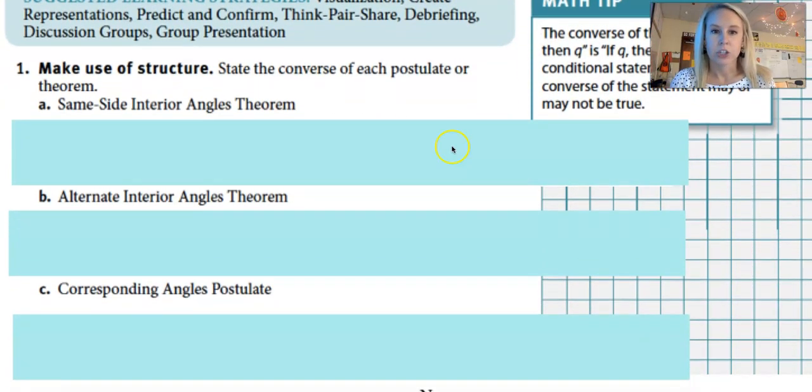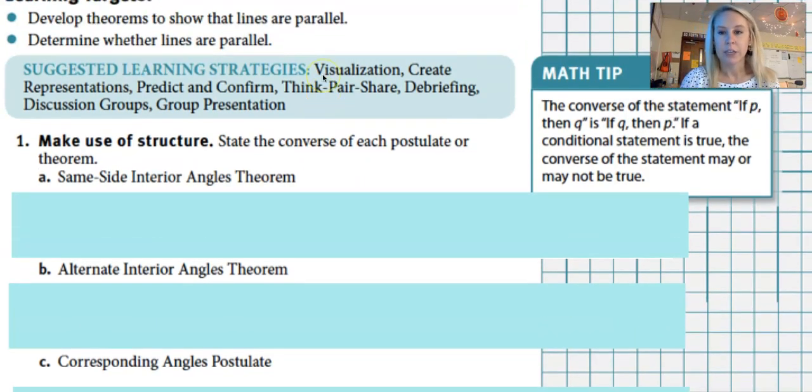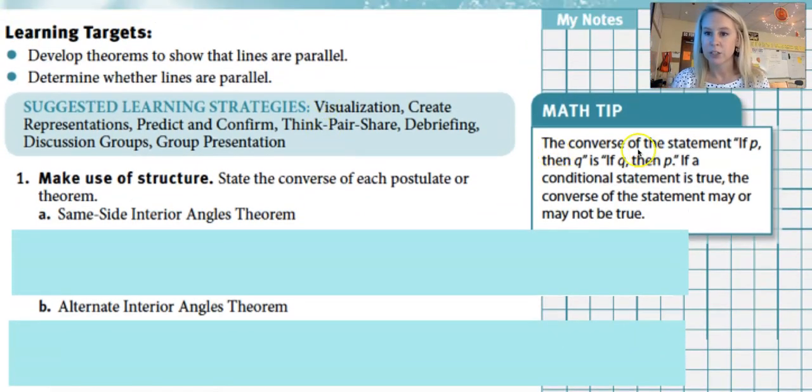So, make use of structure. We're going to state the converse of each postulate. And so the converse of the statement if P then Q is going to be if Q then P. So basically I'm reversing it. So if Miss Callahan is a teacher, then I don't know. That's a terrible example. But a converse is the opposite.